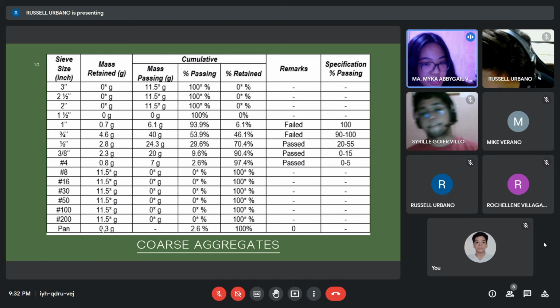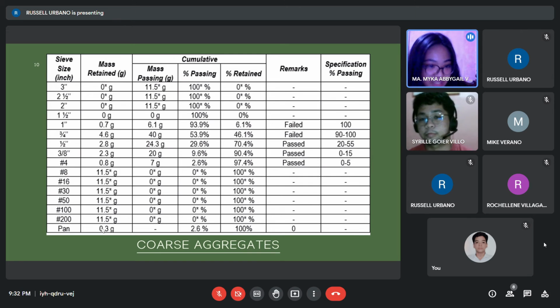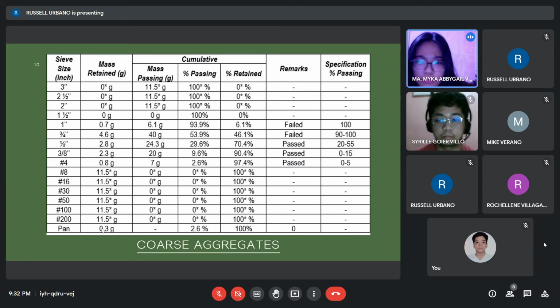However, the specification percent for that sieve is 100, but it only reached 93.9. So it failed to reach the specification passing. And again, we do this procedure for the rest of the sieves.